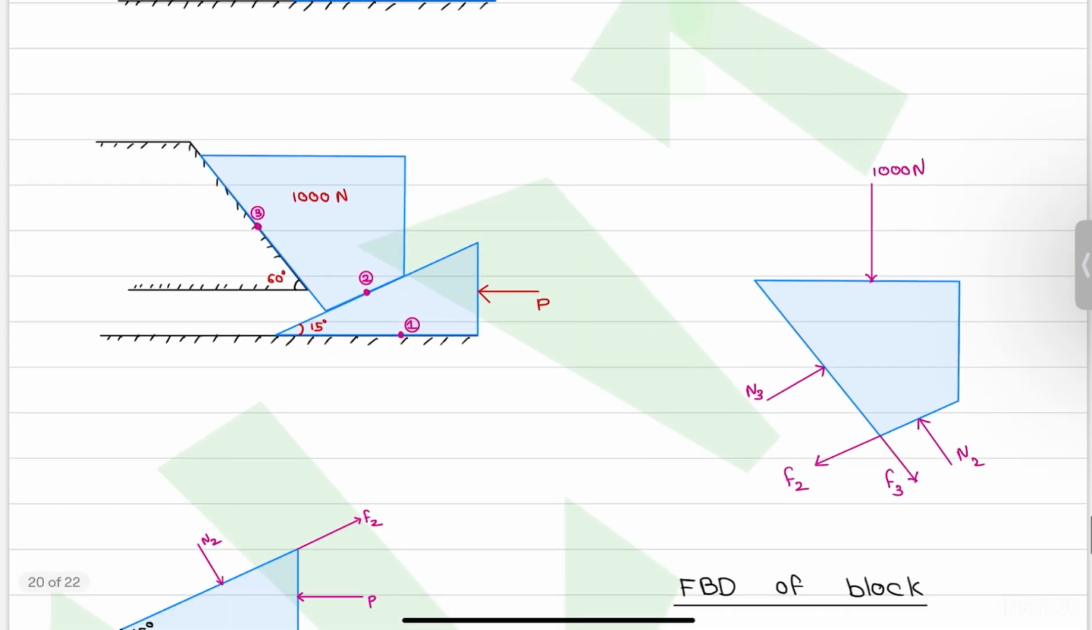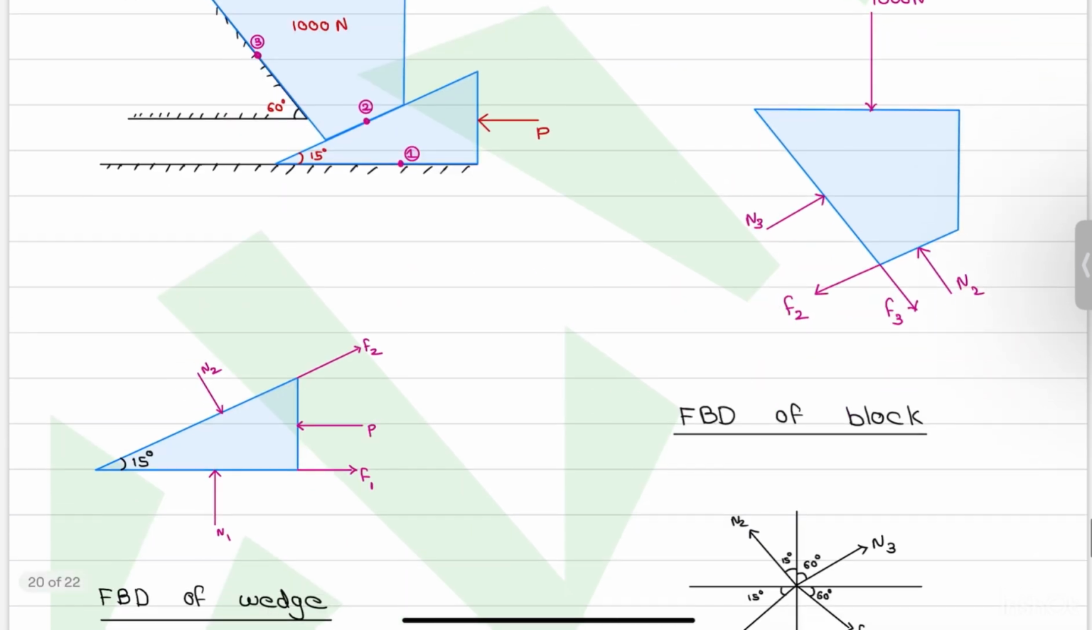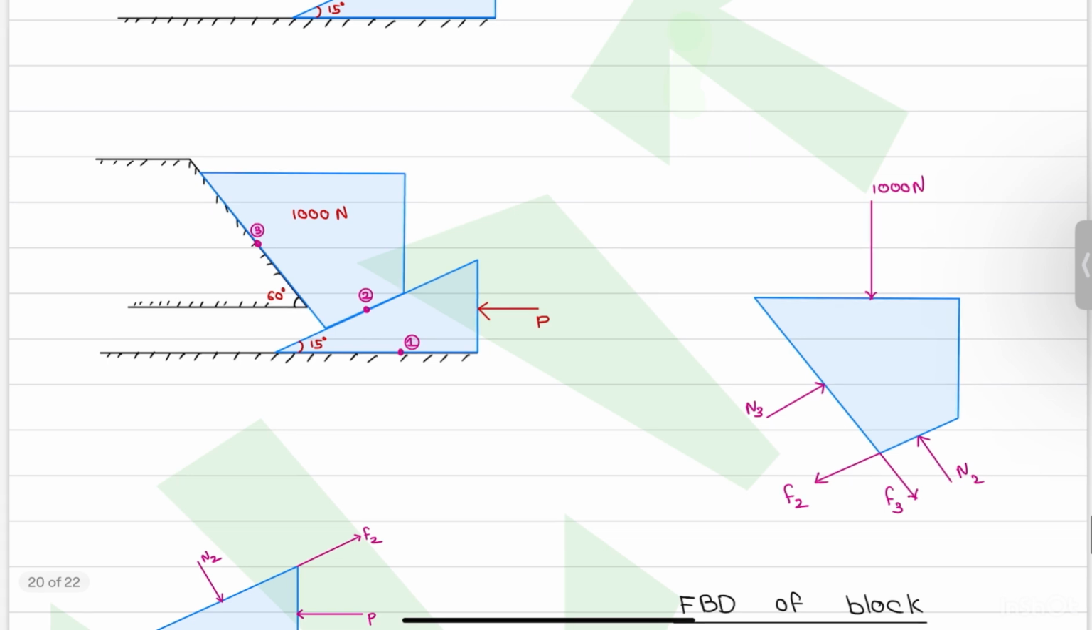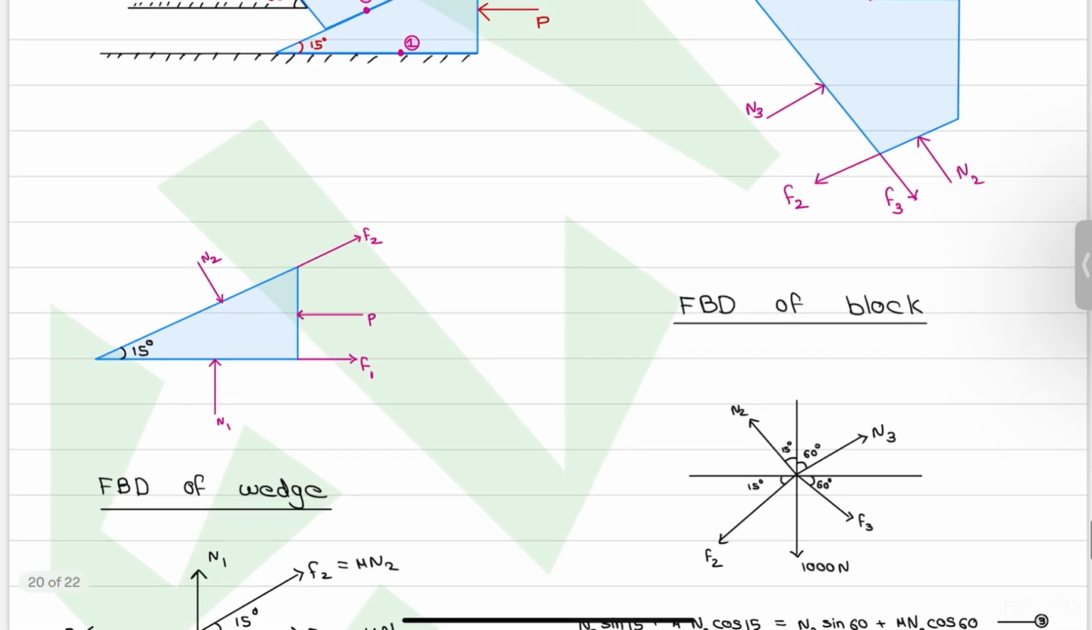First of all, we want to isolate the blocks. I'm isolating these blocks 1 and 2 here, and I am numbering the contact surfaces as 1, 2, and 3. First we want to draw the free body diagram of the wedge. A normal reaction acts from the ground, that is N1, and the force P is acting on it. When the force P is acting towards the left-hand side, there is friction between the ground and the wedge, which will act towards the right-hand side as F1, which can also be represented as mu N1.